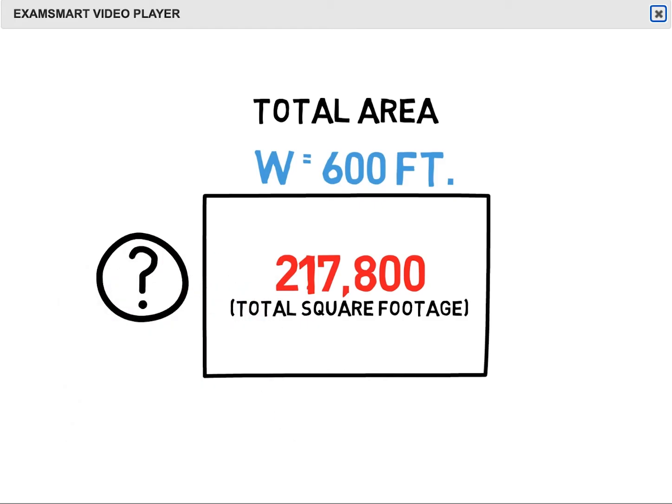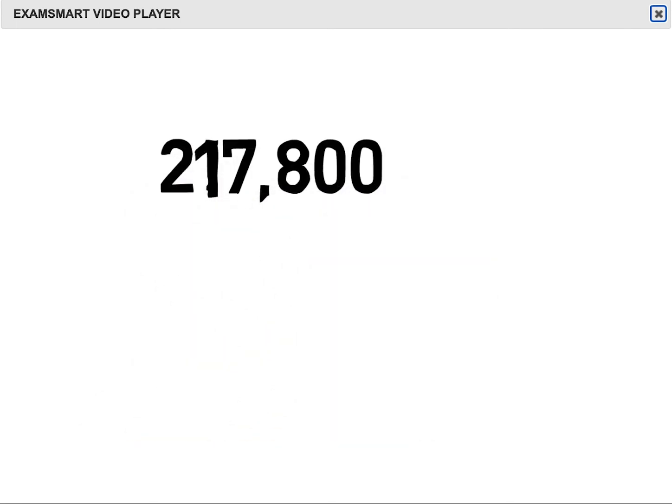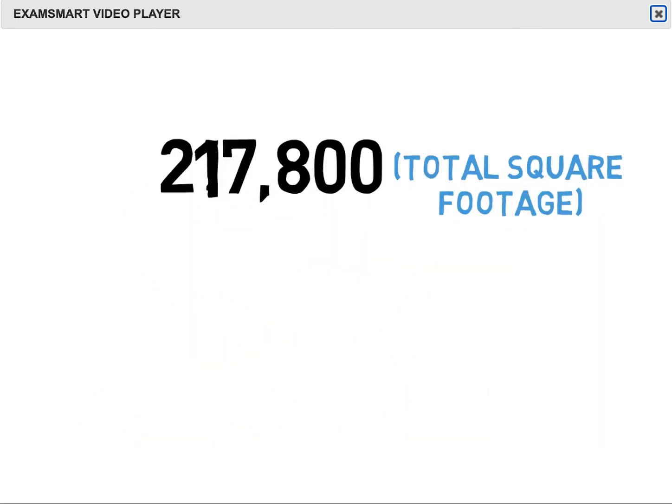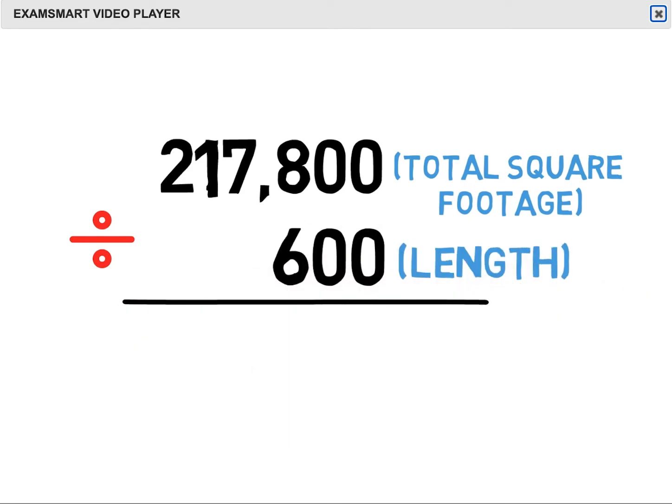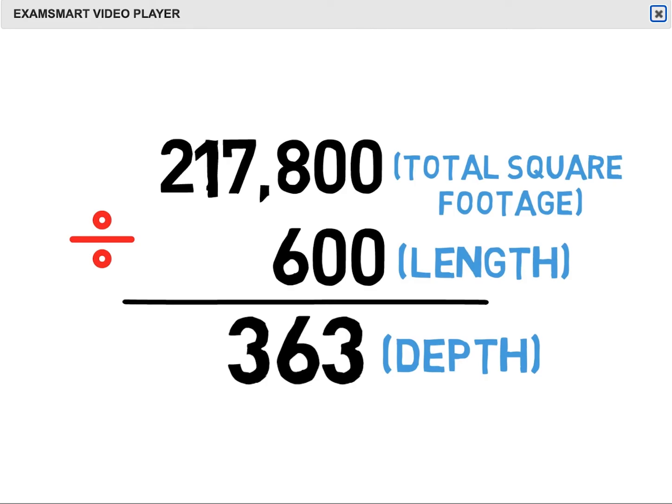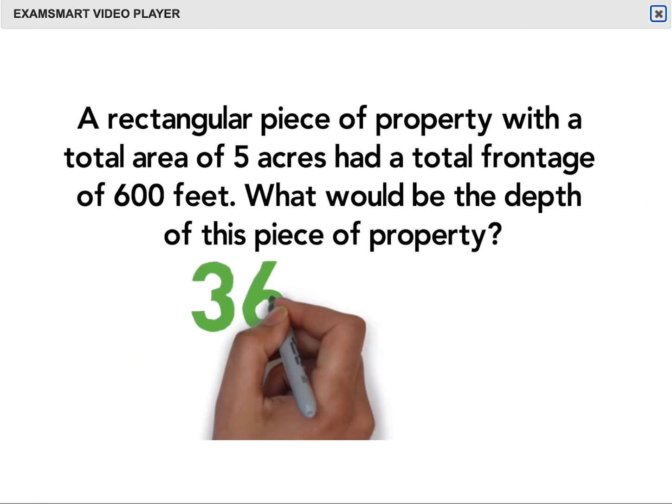If length times the width is square footage, then going backwards, square footage divided by the length has to be the width. So to finish out, we will take the total square footage of 217,800 square feet and divide by the frontage, or the length, if you will, of 600 feet. That would give us the depth of this lot to be 363 feet. Our answer again is 363 feet.